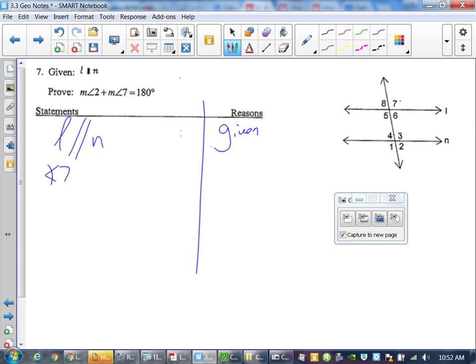Angle 6. Hey, don't erase what you got. I'm sure, trust me, there's more than one way to do this. Just hear me out here. Angle 7 and angle 6 are 180 because they are the definition of a linear pair.